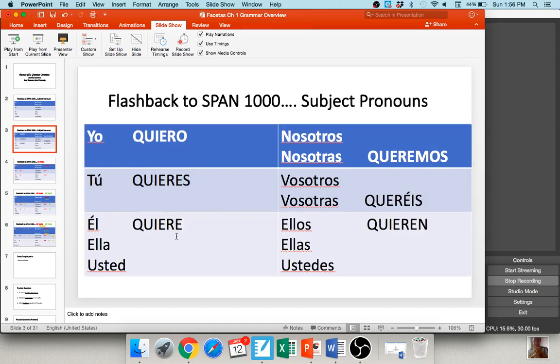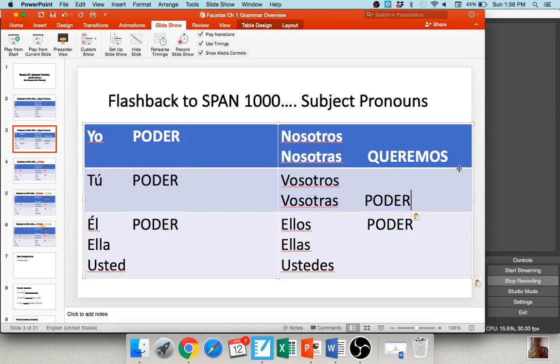So quiero, quieres, quiere, queremos, queréis, and quieren. Okay, if your verb had been poder, which is an O to UE stem change, you could put poder in all of your boxes here, and I'm going to copy and paste to save us some time. You can copy and paste poder all the way through, change your O to a UE everywhere except the nosotros and vosotros, because those are not in the boot. Go through and chop off your ER ending, and then add the appropriate verb ending.